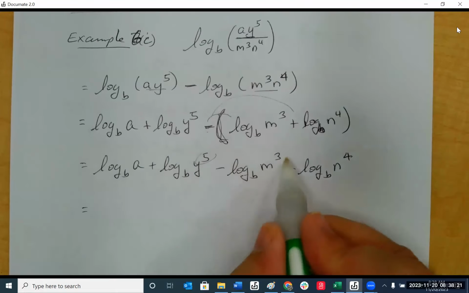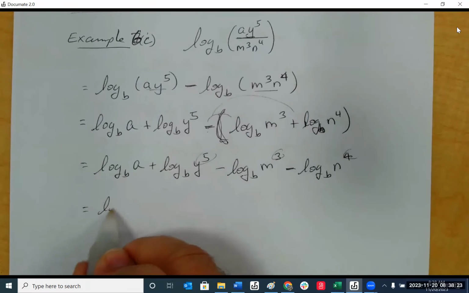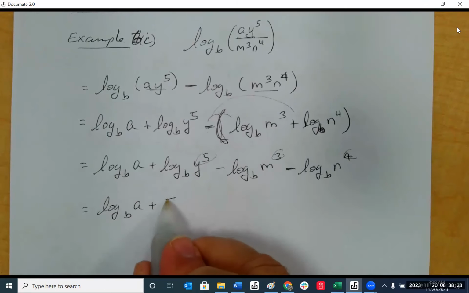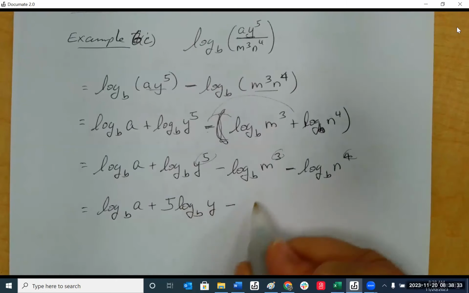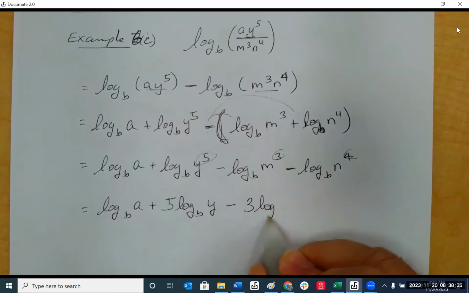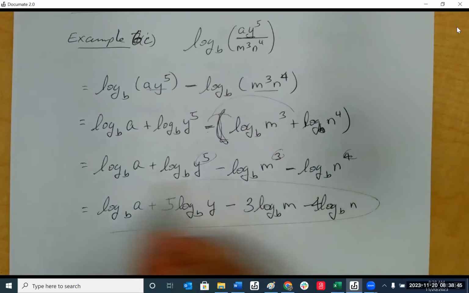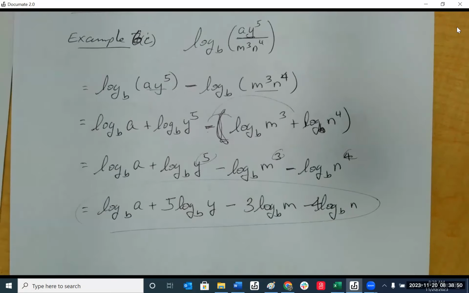And the last step is get rid of your exponents. Log base b of a, plus 5 log base b of y, minus 3 log base b of m, minus 4 log base b of n. Both ways work. One way is a lot faster than the other.